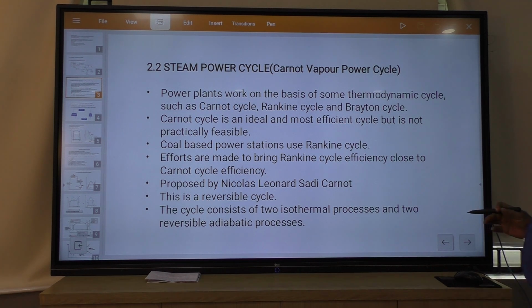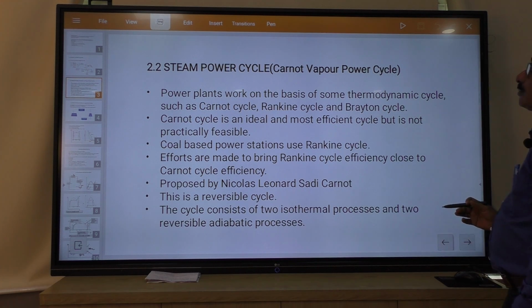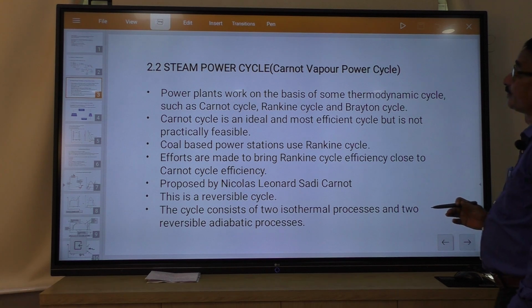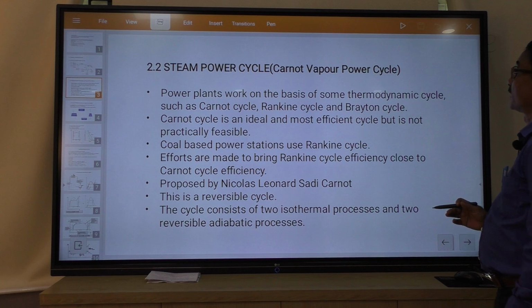Power plants work on the basis of some thermodynamic cycle. That means every power plant, it may be a gas power plant or a diesel power plant, nuclear power plant, steam power plant, in every power plant there is a thermodynamic cycle. That means thermodynamics behind the power generation. So, the first one is Carnot cycle, next is Rankine cycle, another is Brayton cycle, also diesel cycle. Brayton cycle is used in the gas turbine power plant.